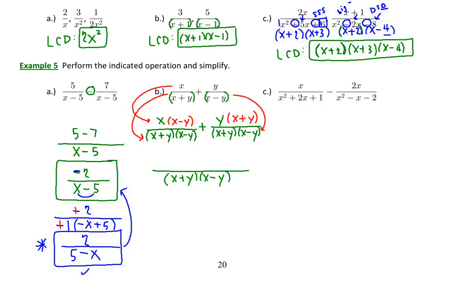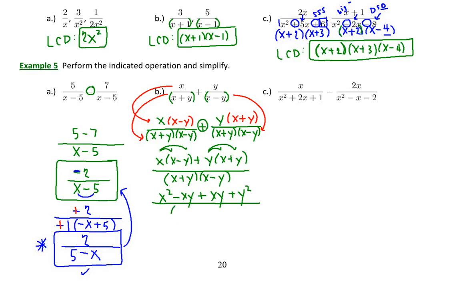So there I'm just transferring the LCD to the answer. Then we'll apply the operation in the numerator. So we're going to have x times x minus y plus y times x plus y. And we need to simplify. To do that, we're going to distribute the x first. That's going to give us x squared minus xy. We've got a plus in between. Here we're going to distribute our y. Y times x gives us yx, but it's customary to put our variables in alphabetical order, so we'll rewrite that as x times y. And y times y is y squared.